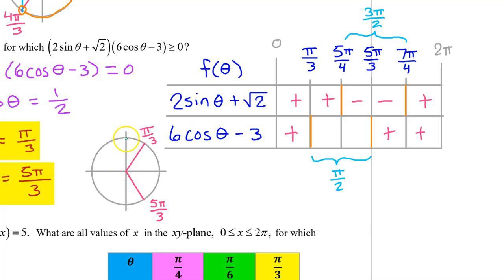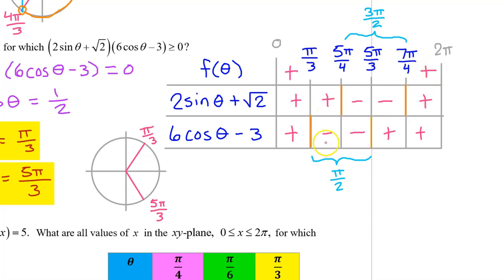Right here at pi over 2, the x value is 0. The cosine is 0. So that wipes out this term and just leaves negative 3. So this factor is negative on this interval. What about the overall sign of f of theta in each interval? A positive times a positive is a positive. So f of theta is positive in these two intervals.